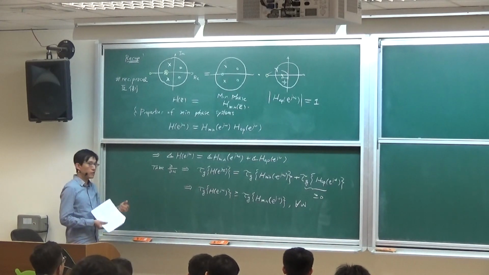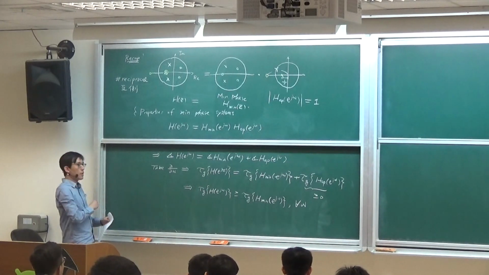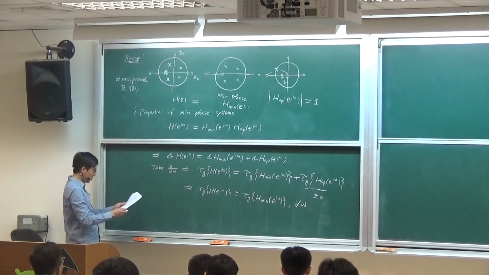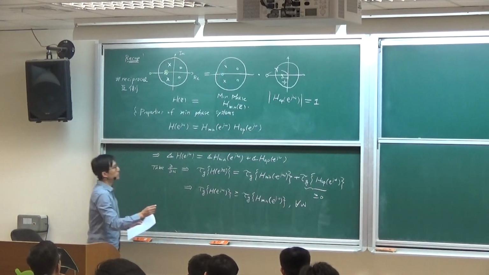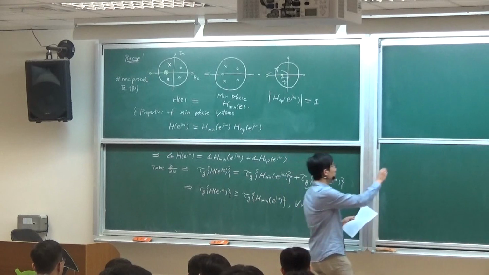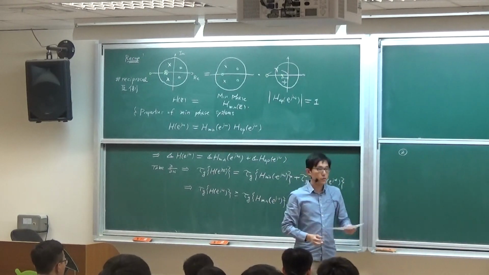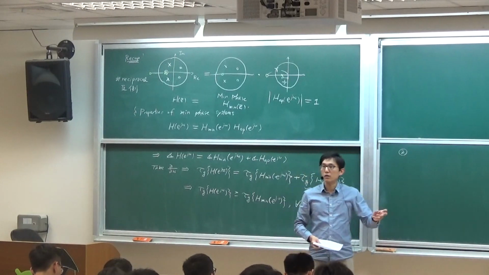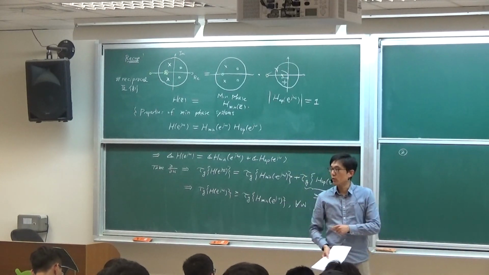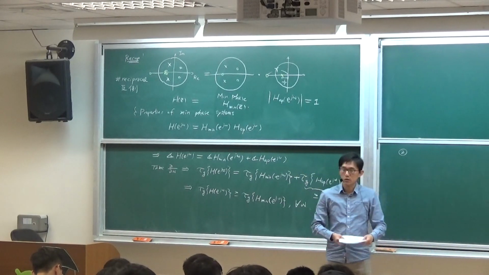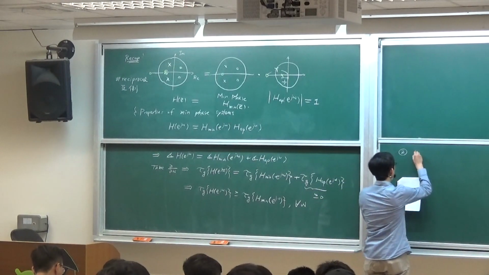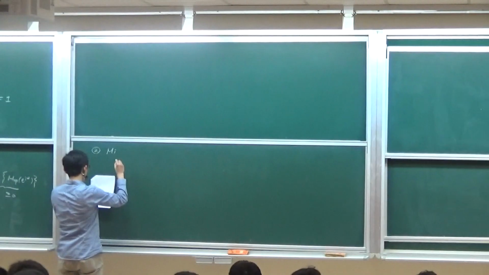Okay. So that's a property. And today we keep looking at two more properties. The second property I will simply state it without any proof, because the proof is actually one of the assigned exercise problems at the end of the chapter. So I'll just point it out. The second property is a minimum energy delay property.